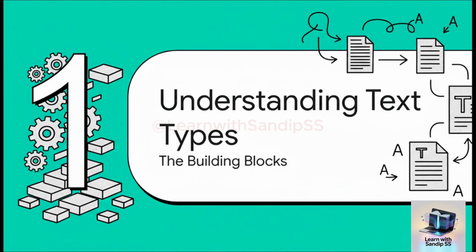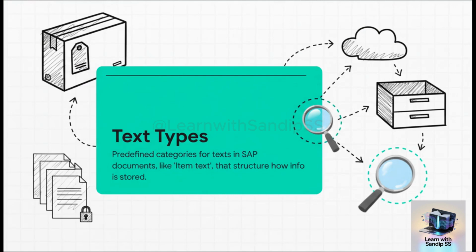Okay, so before we can understand the automation, we gotta start with the absolute foundation of this whole process, and that is something called the text type. This is where everything begins. So what are they? Honestly, the easiest way to think of text types is like they're labeled containers. You've got a specific container for your item level instructions, another one for a general header memo, and so on. This structure is what lets SAP handle all this information in such an organized way.